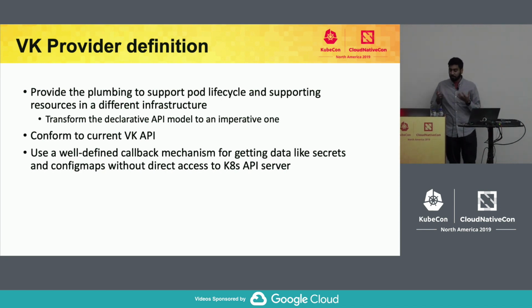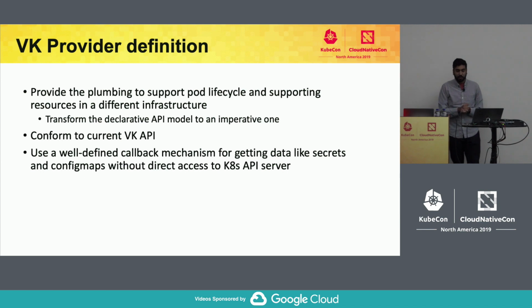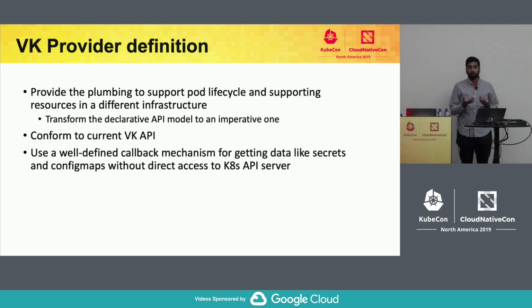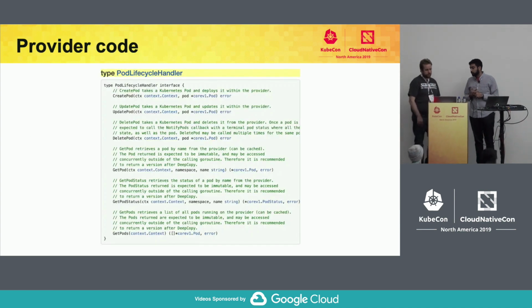Of course, that also means it must conform to the current Virtual-kubelet API surface and also needs to use a well-defined set of callbacks to get status as well as data across the board to the Kubernetes cluster, because we don't want direct access to the API server from wherever that infrastructure is actually running. Why don't you actually show them how that code runs, now that you've taken us so far into it?